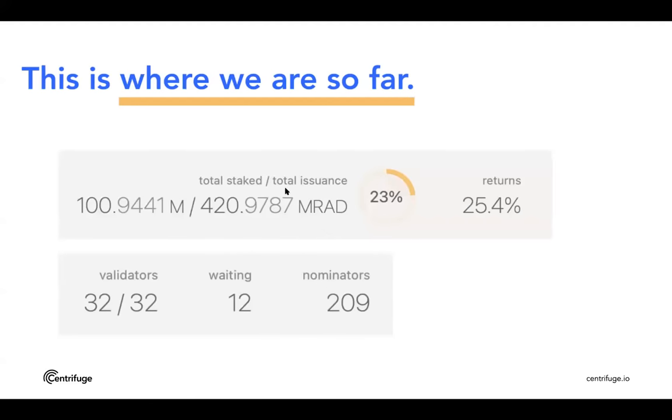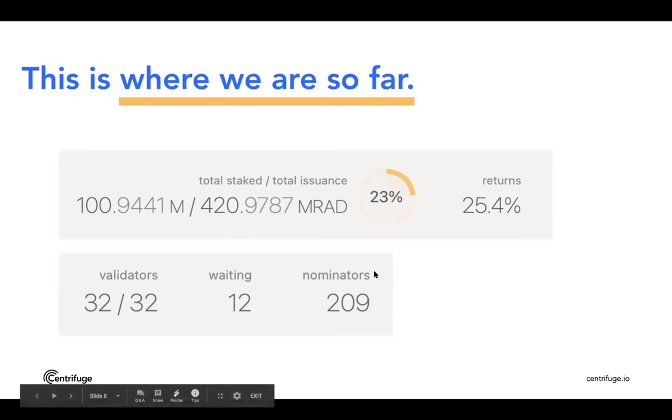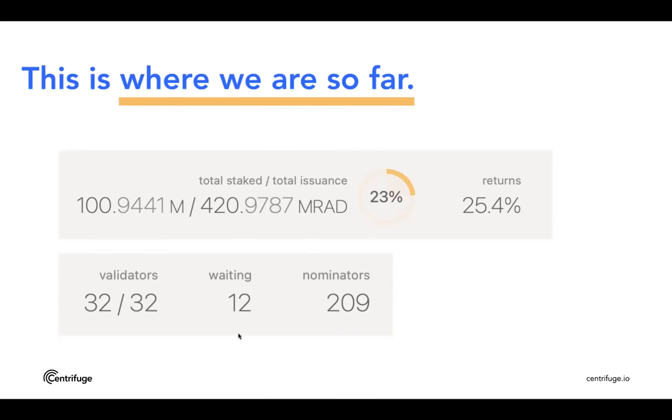So in terms of getting an idea of how much is truly staked out of how much liquid tokens there are, that's about 46%, 45%, I think, just a bit under, of the total liquid tokens that's staked on chain. And so that's giving about a 25% return to nominators. So there are 209 nominators, 32 validators in the active set, and 12 validators that are waiting to join the active set. So ready to join the active set if one of these validators were to drop out.